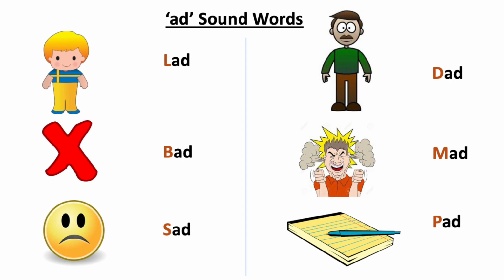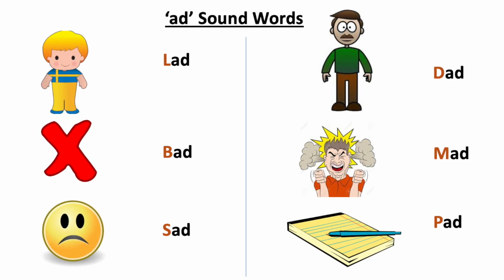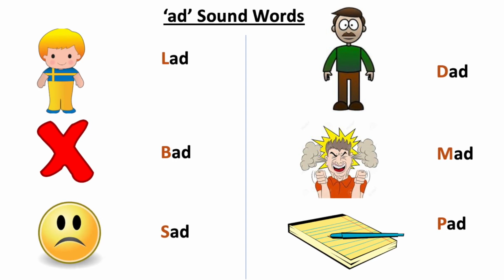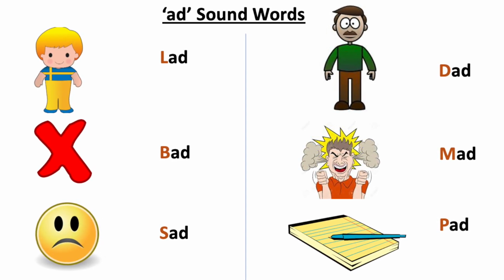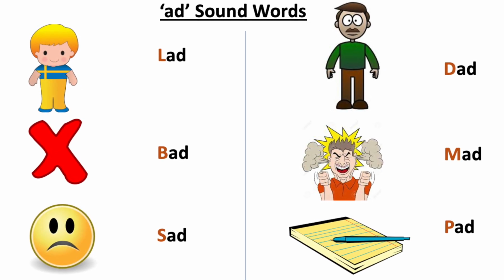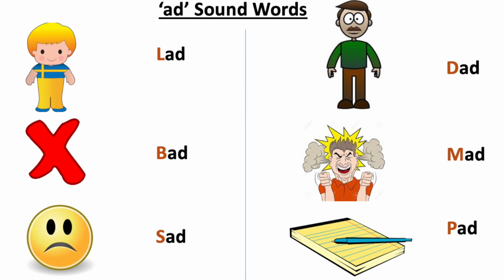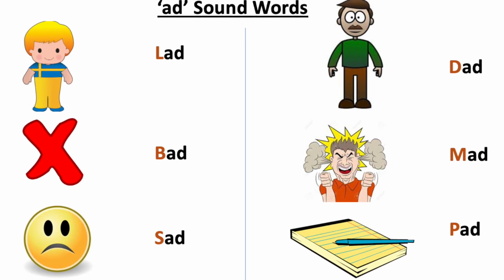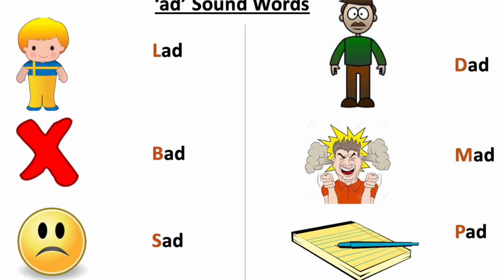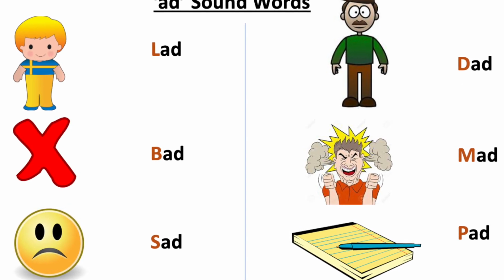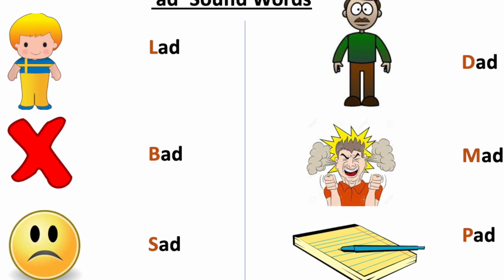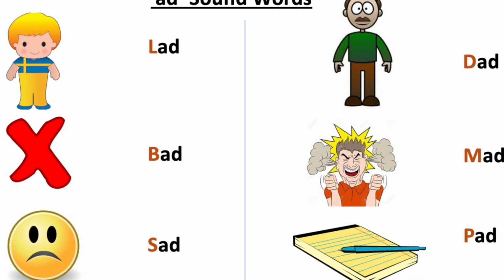Now revise the words. First one is l, add, lad. Second b, add, bad. Third s, add, sad. Fourth is d, add, dad. Fifth is m, add, mad. And the last one, p, add, pad.